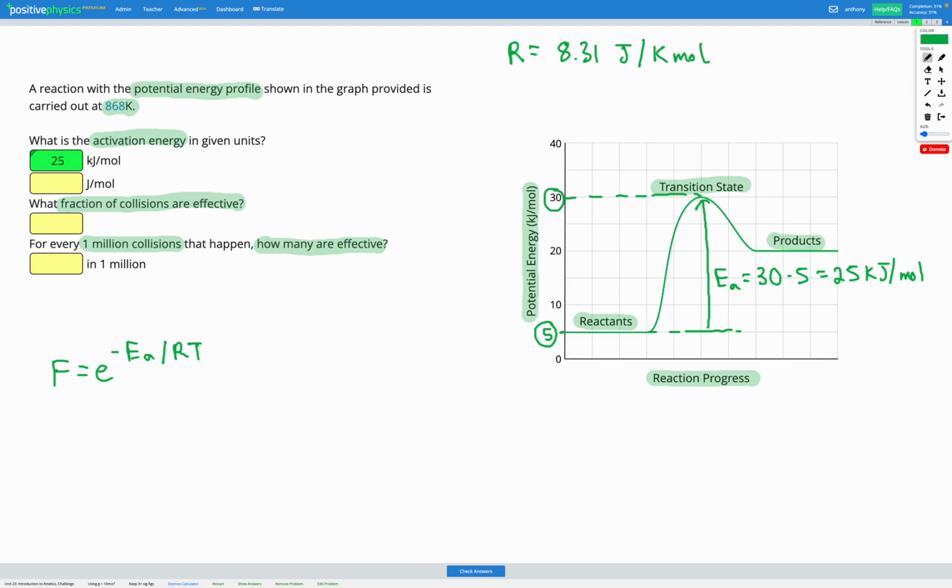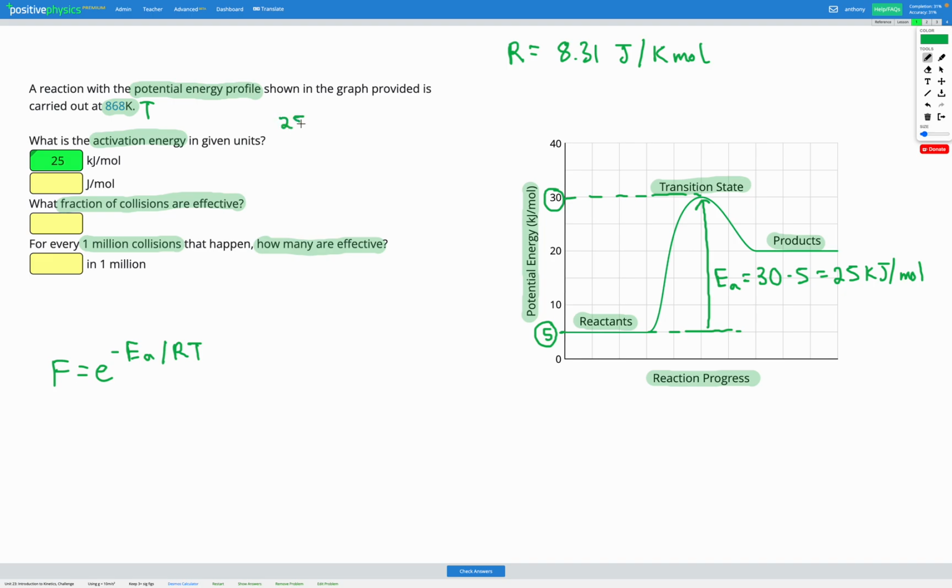So we're going to be using this equation, but since R, the molar gas constant, is given in joules, Kelvin, and moles, we need all of our other units in that equation to be in joules, Kelvin, and moles. Our temperature is already in Kelvin, so that's good. But our activation energy is currently in kilojoules per mole. So that's why we're going to convert that to joules per mole first before using our equation. So let's do that now.